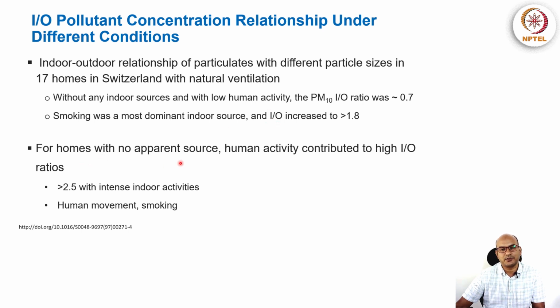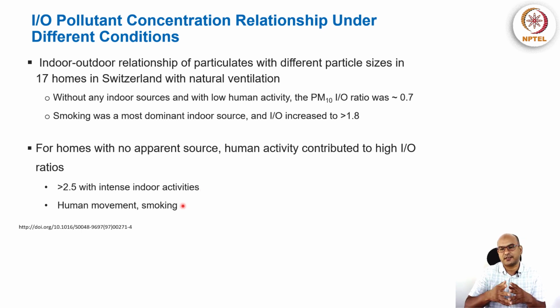In homes where there was no apparent source, the amount of human activity was also found to contribute greatly. For example, when you have intense indoor activity, so people are moving around a lot, moving on the floor, they are maybe resuspending the dust, or picking up and keeping clothes, some dust emissions might occur. That will increase the indoor air concentrations in relation to outdoor air.